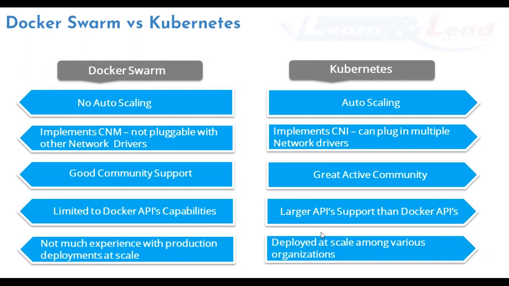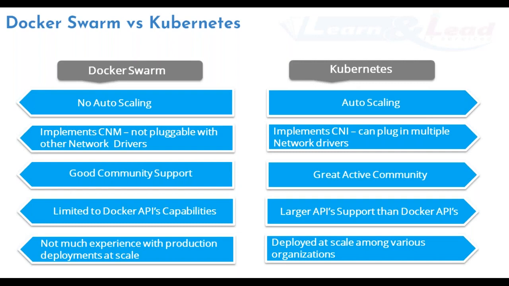People do use it. So here it is. Docker Swarm basically has no auto scaling, whereas Kubernetes can do auto scaling. Of course, we did not demo that. We did a manual scaling only, but there is a possibility that we could implement auto scaling in a Kubernetes cluster.